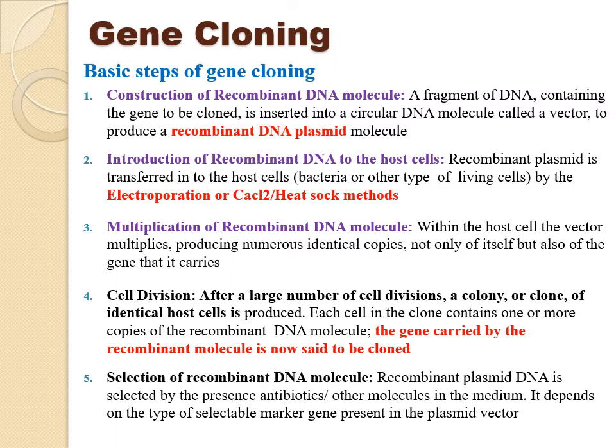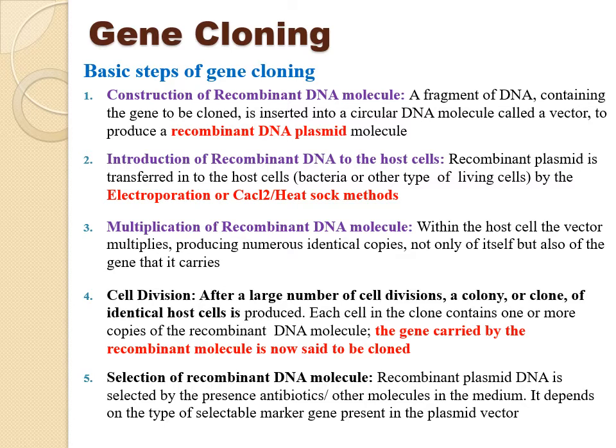So there are basic 5 steps that are involved in gene cloning. The first step is the construction of recombinant DNA molecule. A fragment of DNA which contains the gene to be cloned is inserted into a circular DNA molecule, which is also called a vector. Don't worry if you don't know these terms, I'll be explaining in detail through a diagrammatic representation in the upcoming slides. So our DNA is inserted through a circular DNA molecule called a vector to produce a recombinant DNA plasmid molecule.